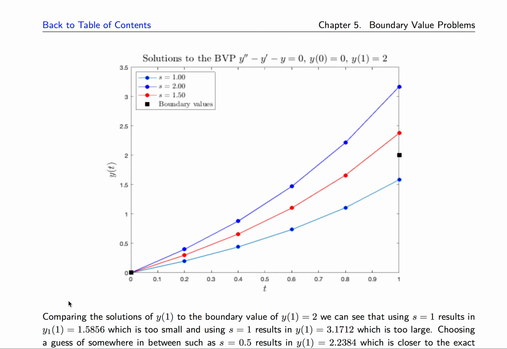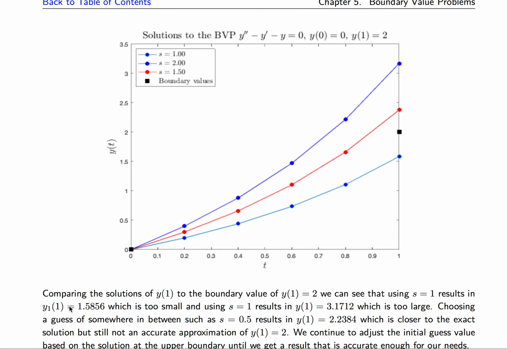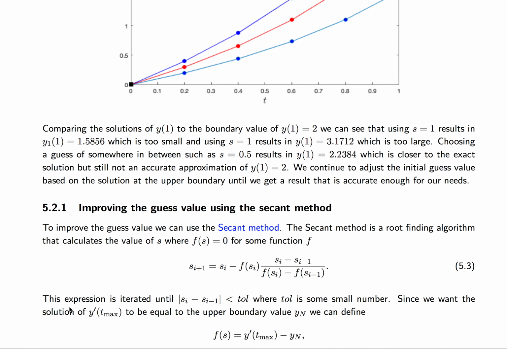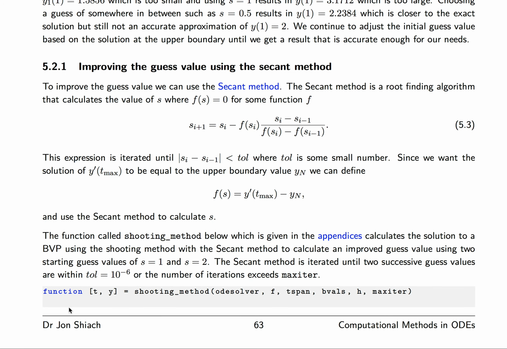Now you can do that by trial and error, up a bit, down a bit, up a bit, down a bit, etc. There's a more clever way of doing it than that. We're going to introduce the secant method. You should have met the secant method last year, and this is a root finding algorithm. So if you have some function f and you want to find the value of s where f of s is equal to 0, we have this iterative step.